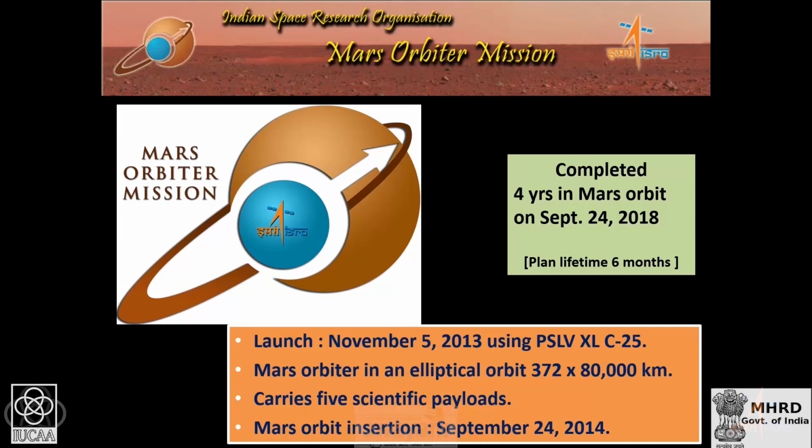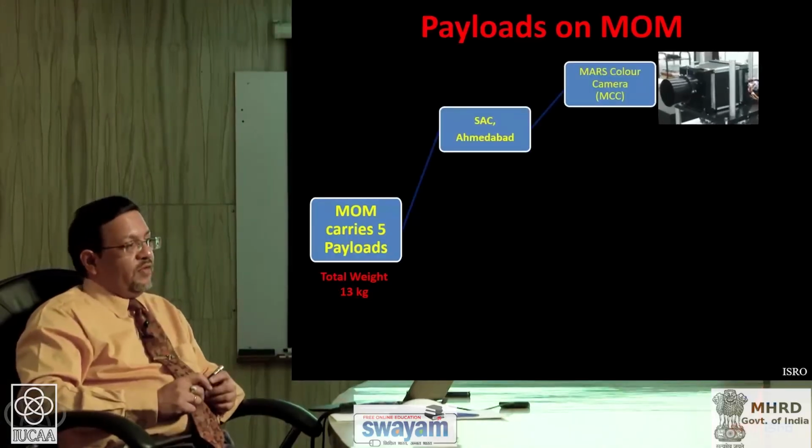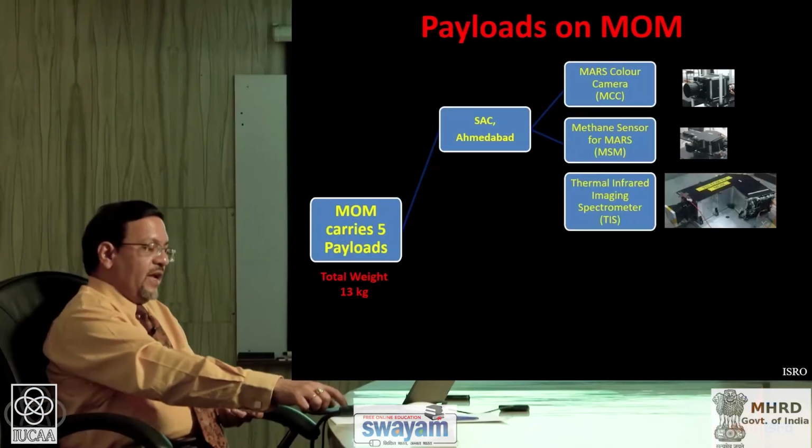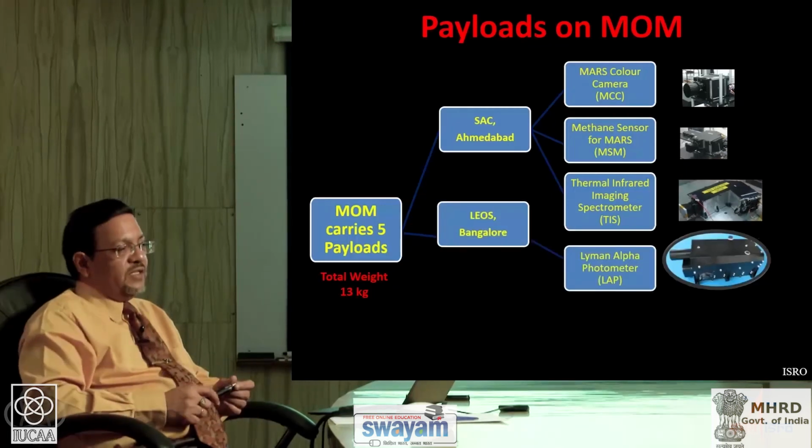The Mars Orbiter Mission, or MOM, has completed 4 years in its orbit around Mars, and it is going very strong. It was launched on 5th of November 2013 and arrived at Mars on September 24th, 2014 after a 10 months journey. There are 5 experiments on the Mars Orbiter Mission, which we call the payload, which has a mass of about 13 kgs.